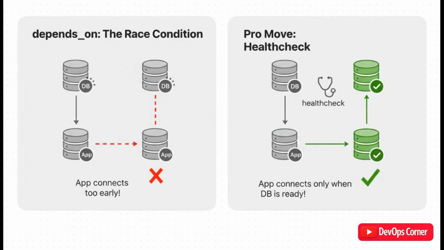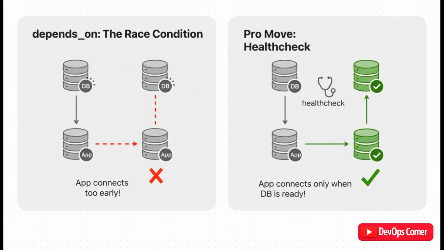All right, listen up, because this detail is what separates the pros from the amateurs. You need your API to wait for the database, right? So you use depends_on. But here's the trap. depends_on only waits for the database container to start. It does not wait for the actual Postgres application inside it to be ready.